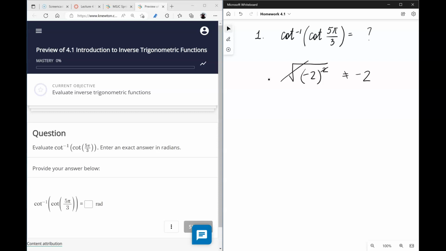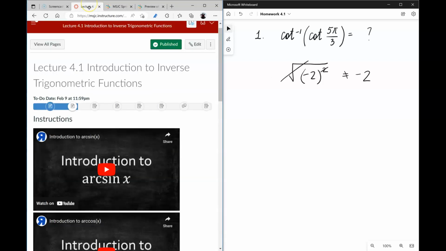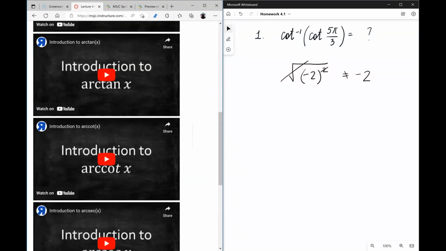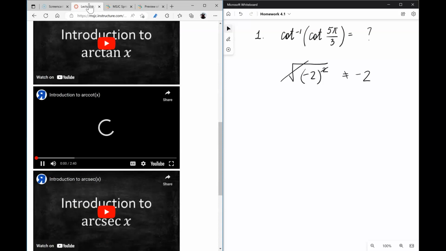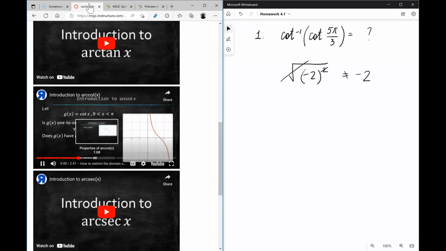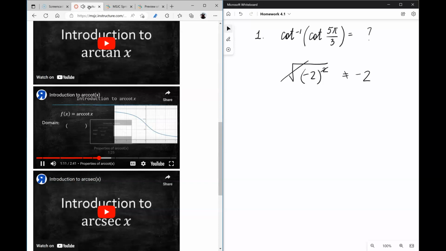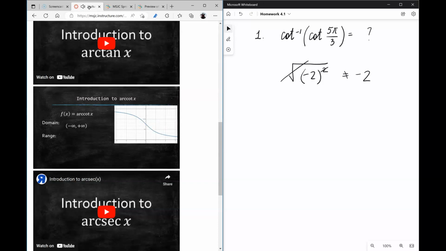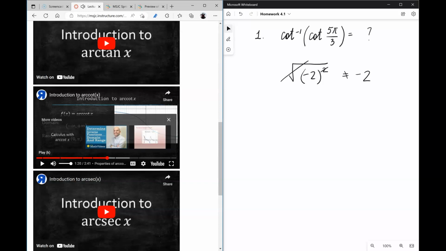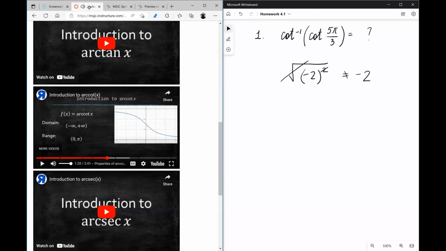Well, first we need to check the domain of cotangent inverse. And what's the domain of cotangent inverse? The answer is right here. So the domain of cotangent inverse is from, I'm sorry, not the domain, the range. We're looking for the range in which the outputs of cotangent inverse are expected to be in. And it says 0 to pi. So we expect whatever this number is to be between 0 and pi.